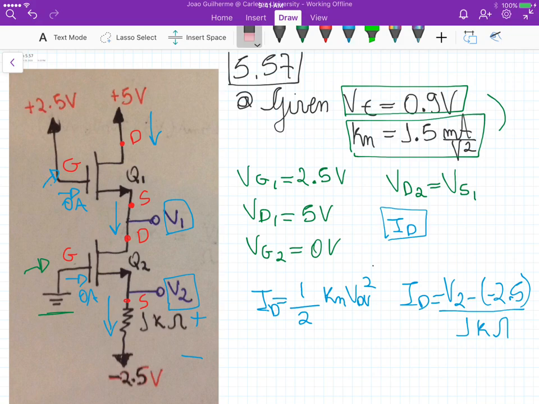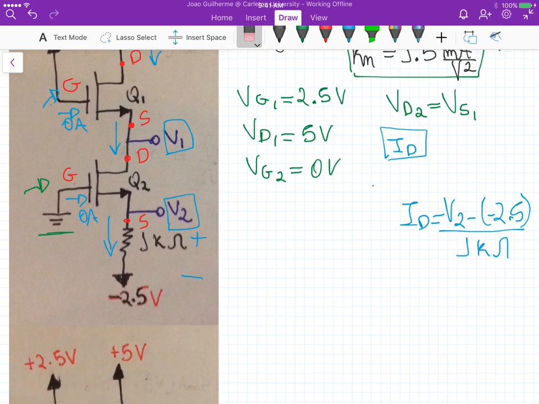So let's just forget about this one first to not confuse you. Let's stick with this ID here. So we define this ID here, right? And from this ID, the source current here, we can isolate V2. And how can we do that?